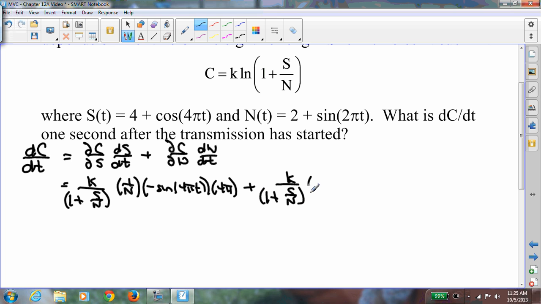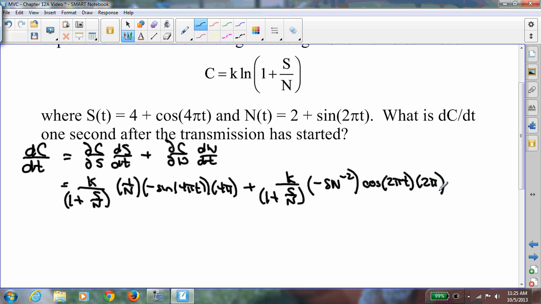Chain rule, so now that'll be negative sine n to the negative 2. And dn/dt is going to be cosine of 2 pi t times 2 pi.